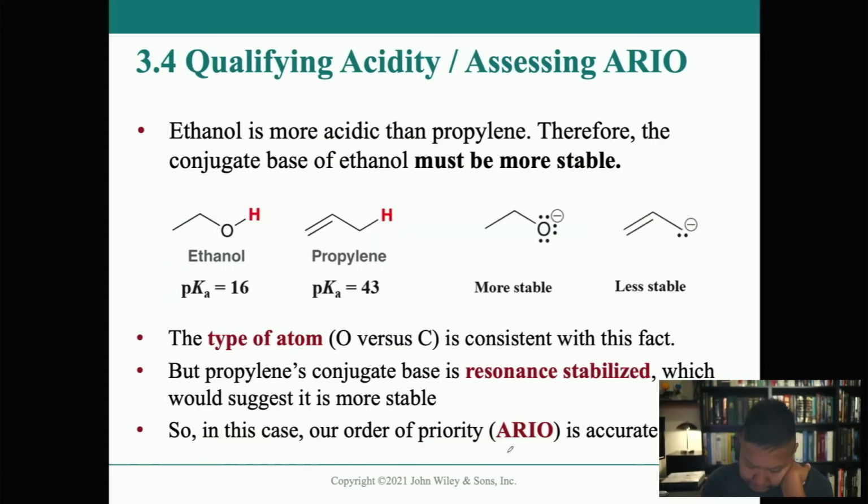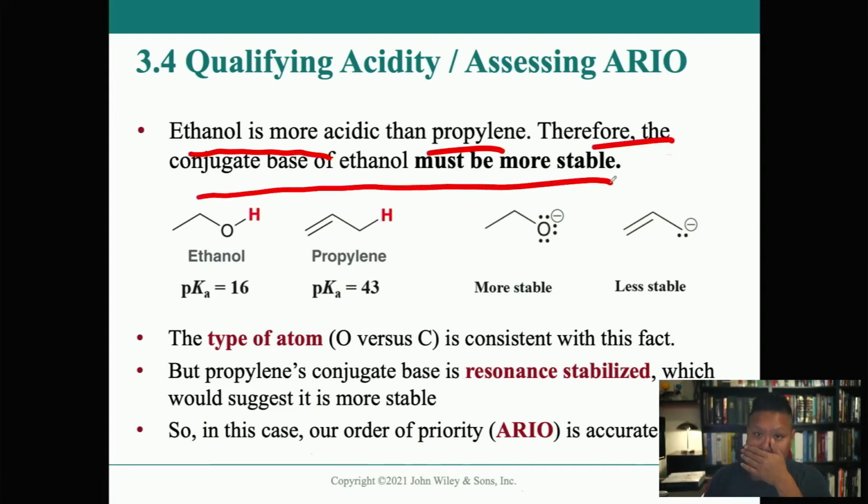Okay. So ethanol is more acidic than propylene. Therefore, the conjugate base of ethanol must be more stable, right? Ethanol has a pKa of 16. Propylene has a pKa of 43. So yeah, it is more acidic, right?